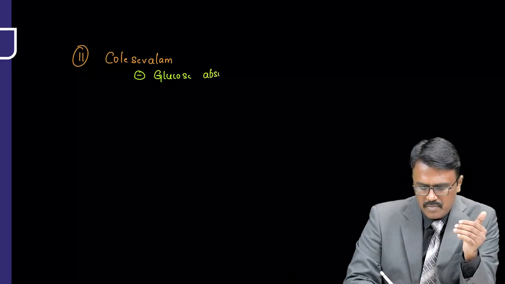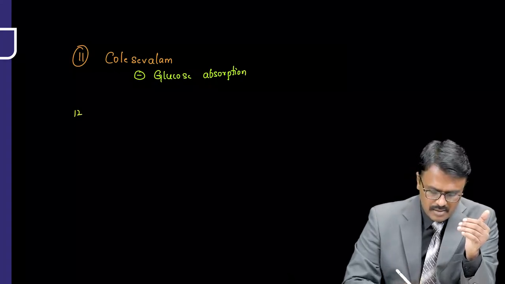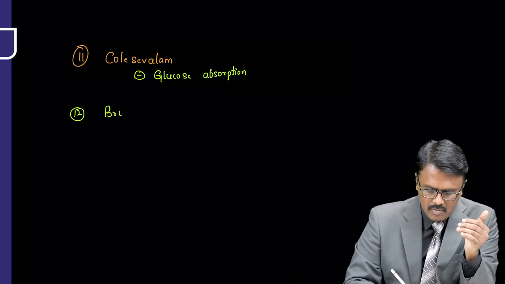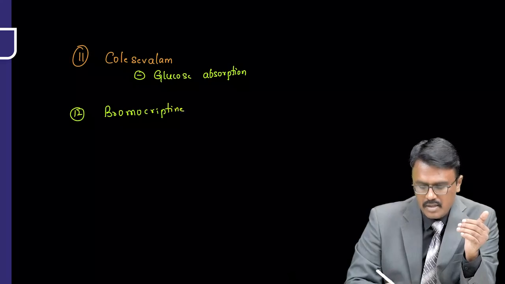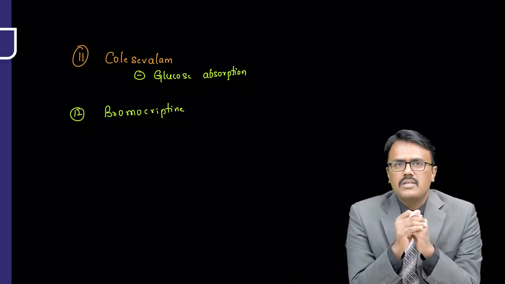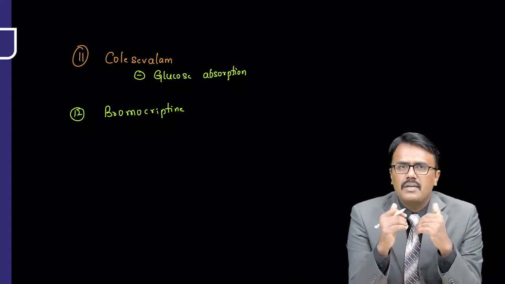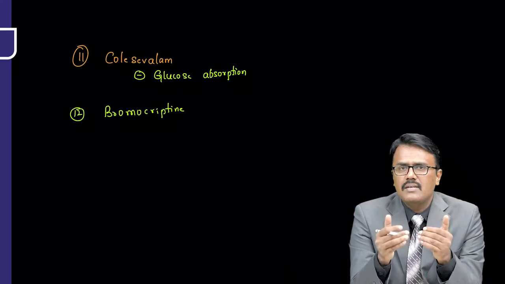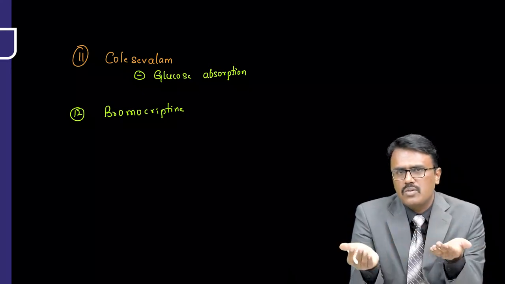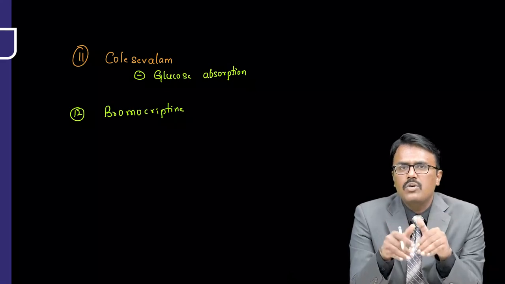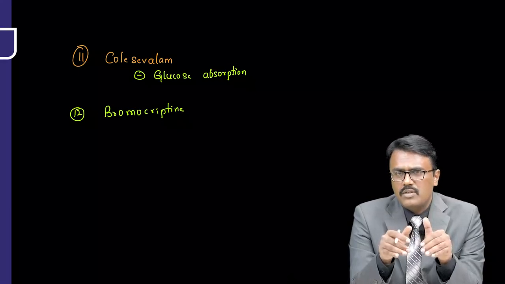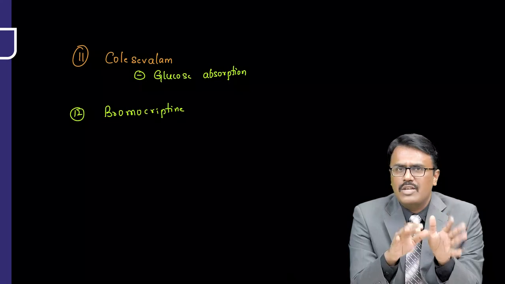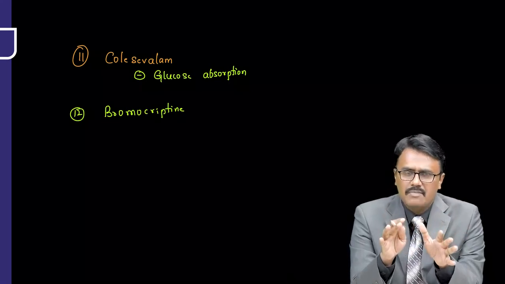Glucose absorption from the intestine. The 12th group of drug is bromocriptine. What is proposed is that in the early morning hours there is sympathetic drive, and sympathetic activity increases glucose. Bromocriptine has been shown to suppress that sympathetic drive in the early morning and decrease the glucose. That is the proposed mechanism. The mechanism actually is not known.